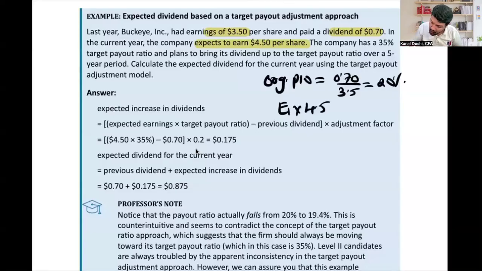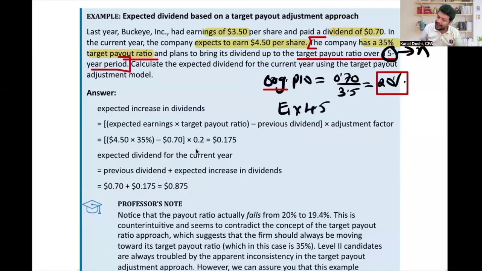Correct? Now, the company has a 35% target payout ratio. Are we closer to the target, guys? Currently, we are paying 20%, but our long-term target is 35%. We are too far away, isn't it? Can you confirm? Are we close to the target payout ratio? No, the current payout ratio is 20%, the target payout ratio is 35%. We are too far away. They want to bridge this gap over the next 5-year period. So this 5 is going to be my N. This has to be bridged over the 5-year period.